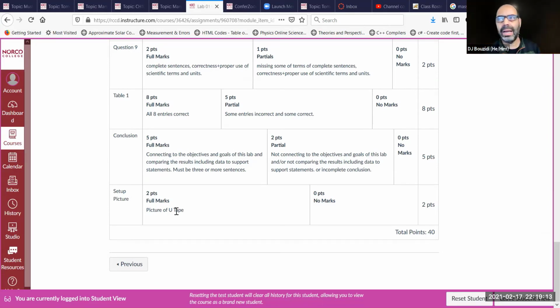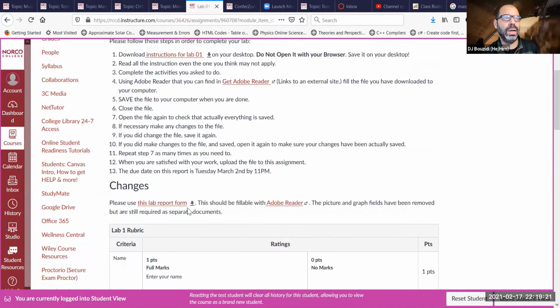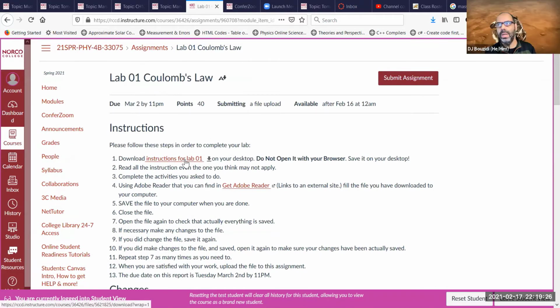Like I said, in this lab, there is a picture that is required to be uploaded. Okay. So again, I went a little bit in detail this time around with the rubric. As you go along, you're going to see the different rubrics in here.